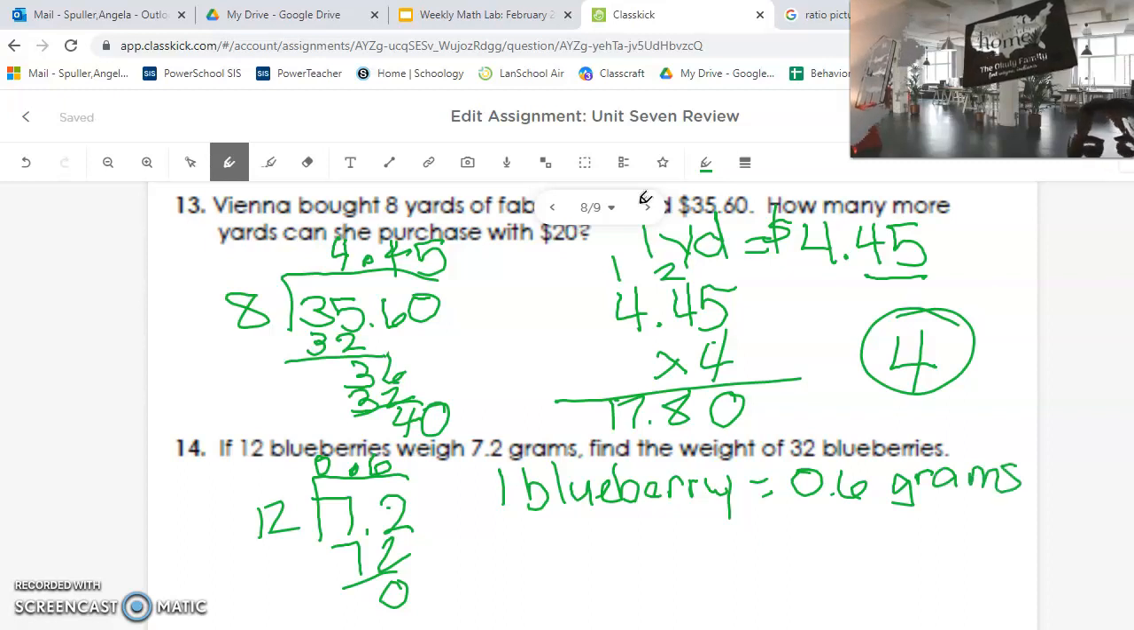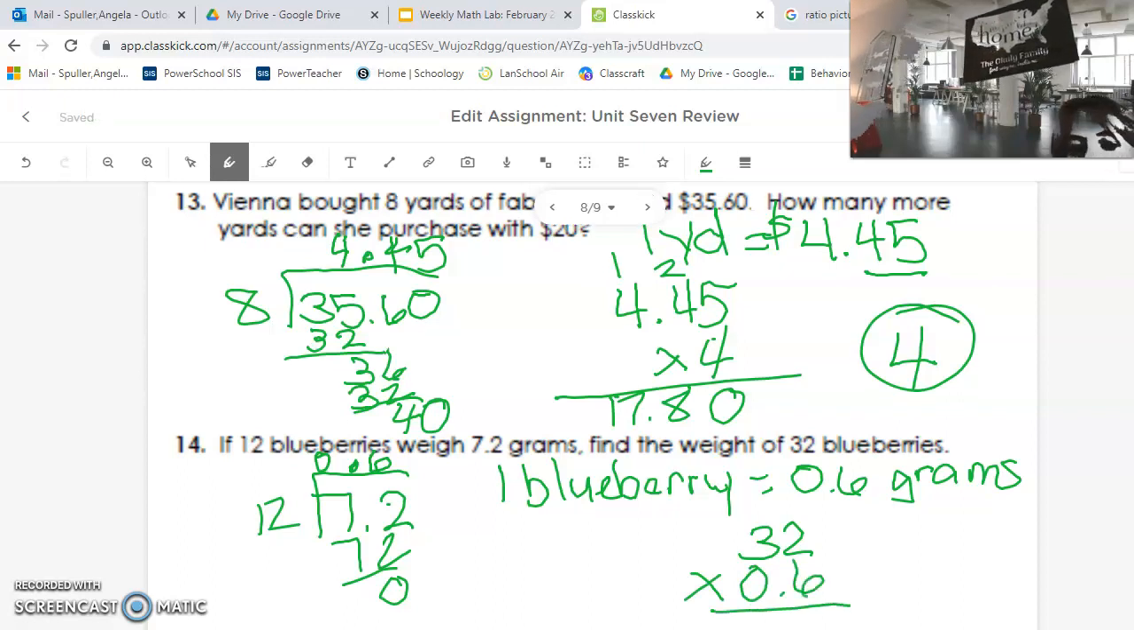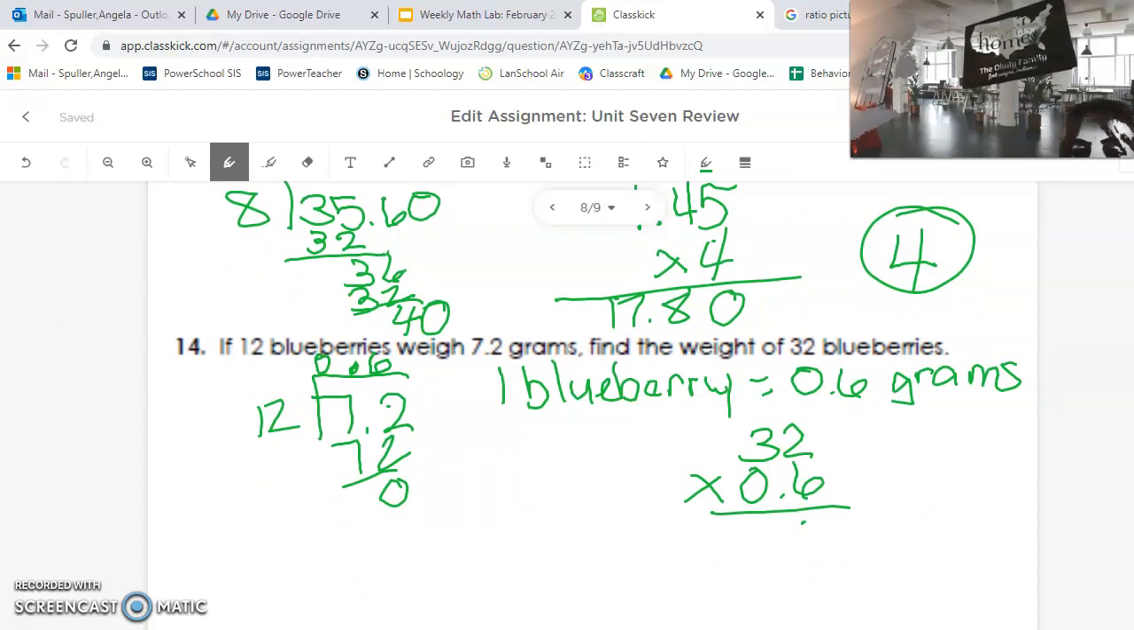Well, now all I have to do is say 32 times 0.6. 6 times 2 is 12, carry the 1. 6 times 3 is 18, plus 1 is 19. I don't have to do anything with the 0, but I do need to remember that I have to have one number behind the decimal because there's one number behind the decimal in the problem. So 32 blueberries would equal 19.2 grams.